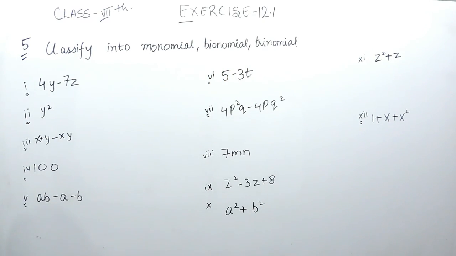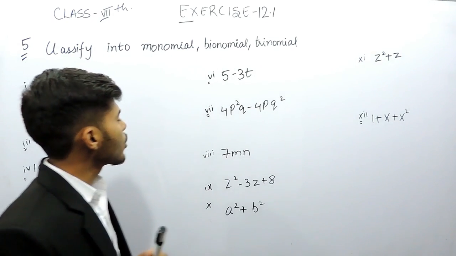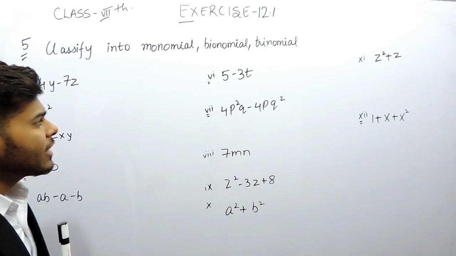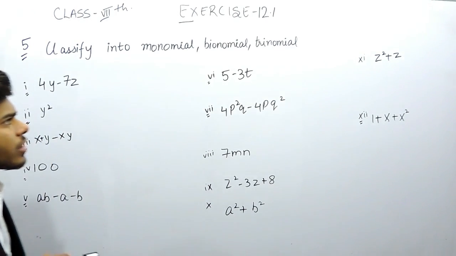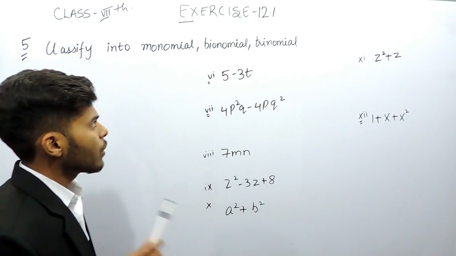That means that if any expression is having one single term, then it will be called monomial. If it is having two terms, then it will be called binomial, and if it is having three terms, then it will be called trinomial. But there is one condition. The basic condition is that they should be in their simplest form. Now what does this mean?